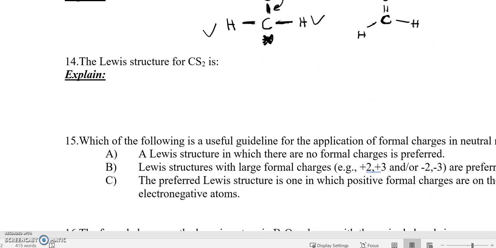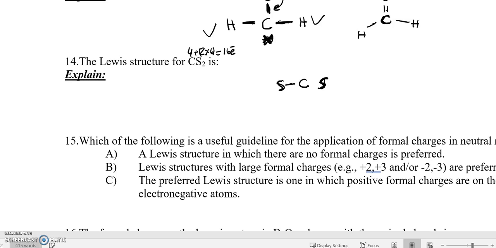All right, question number 14. As usual, we are counting the number of valence electrons. For carbon we got 4, and for sulfur we got 6 in each, so 2 times 6. So 4 plus 2 times 6 is 16 electrons. We have 16 electrons to construct our molecule. I'm going to put the carbon in the middle, with sulfur on the left and sulfur on the right.